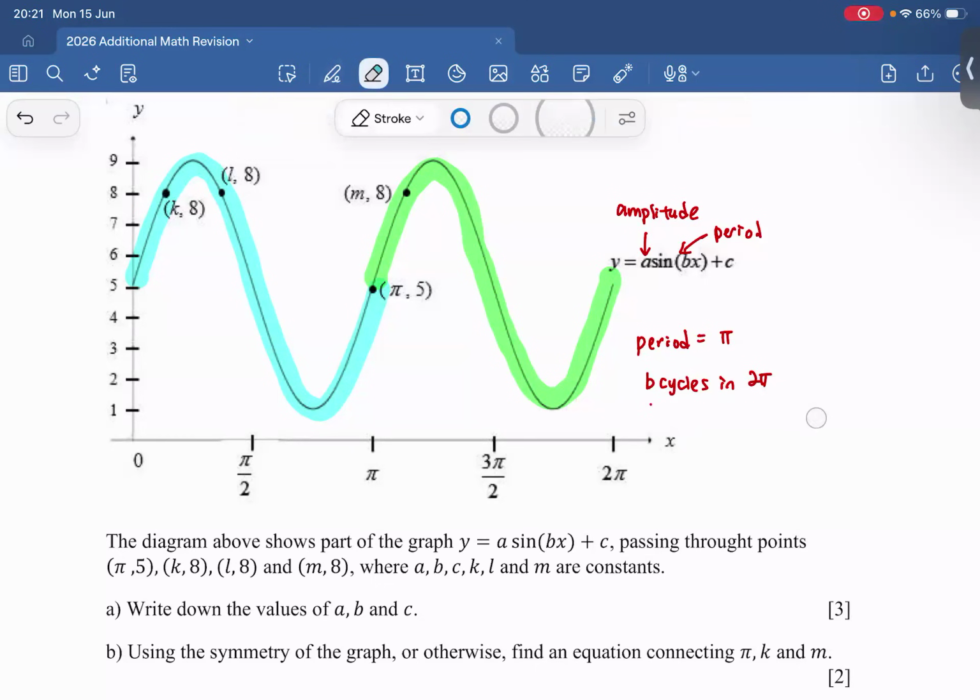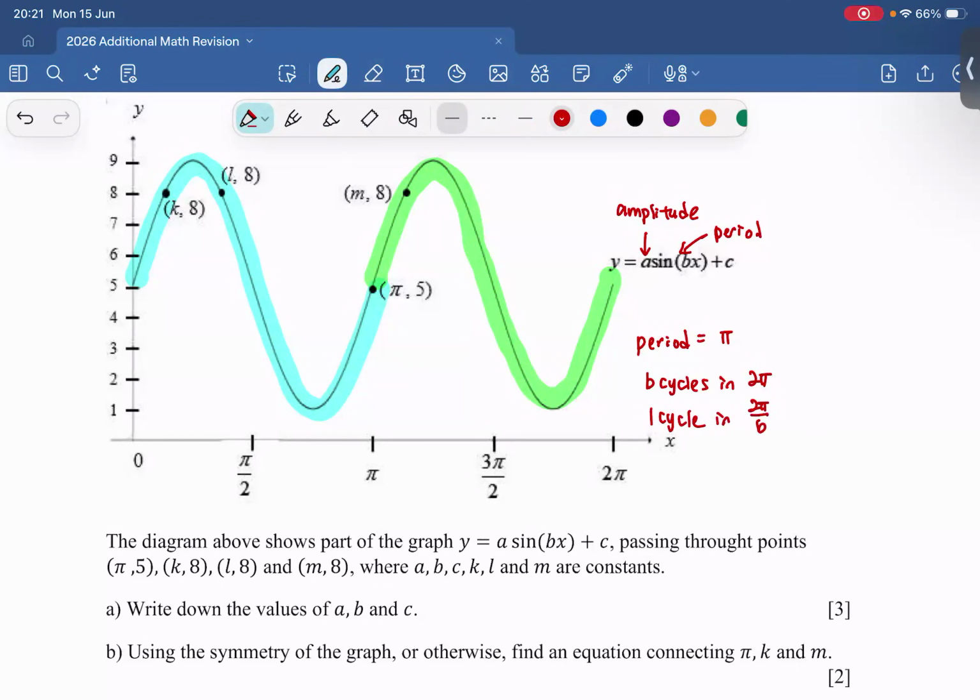Never mind, don't do like that. Always find one cycle. So one cycle happened in when? One cycle happened in 2 pi over B, and period stands for your one cycle. So what does this mean? This means that pi must be equal to 2 pi over B. So this tells us that B is actually equal to 2.